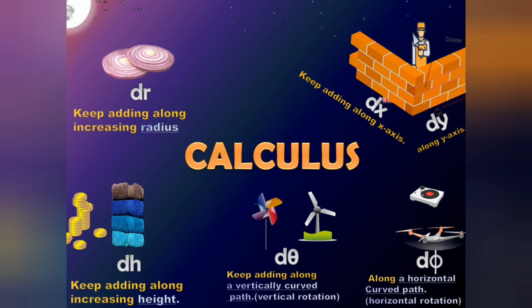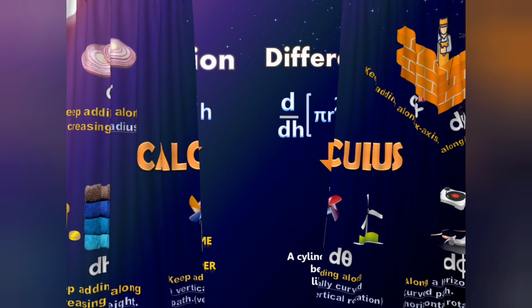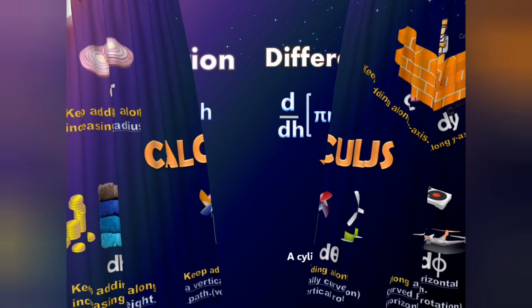d psi means keep adding along a horizontally curved plane. dh means keep adding along increasing height. dr means keep adding along increasing radius. Also, what if integration and differentiation are reverse processes of each other?